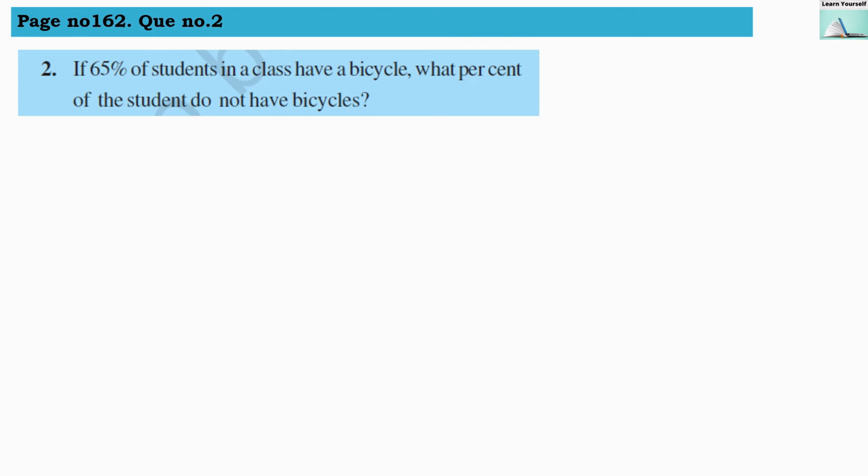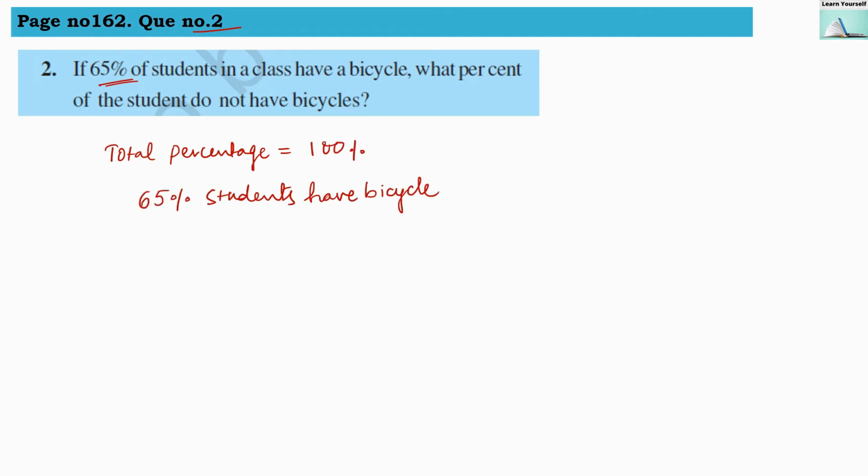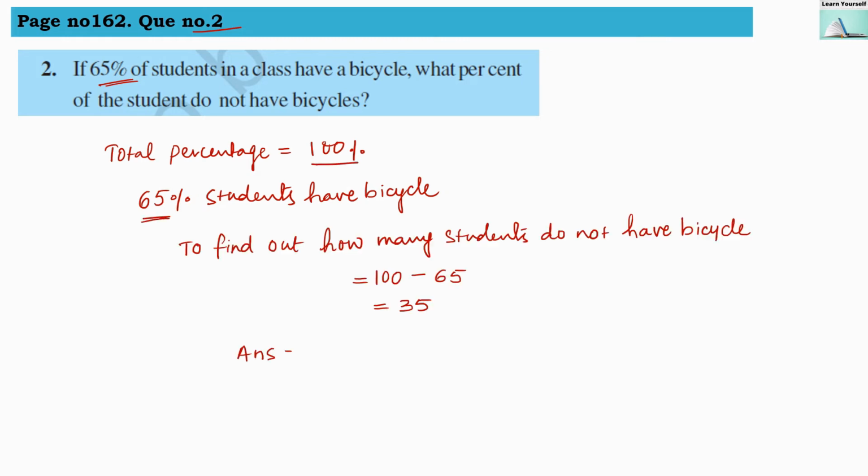Try these sums, page number 162, question number 2. If 65% of students in a class have a bicycle, what percent of students do not have bicycles? Now we know that the total percentage is always 100%. So if 65% students have a bicycle, then to find out how many do not have a bicycle, we have to subtract 65 from 100. So we got our answer, that is 35. So 35% students do not have a bicycle.